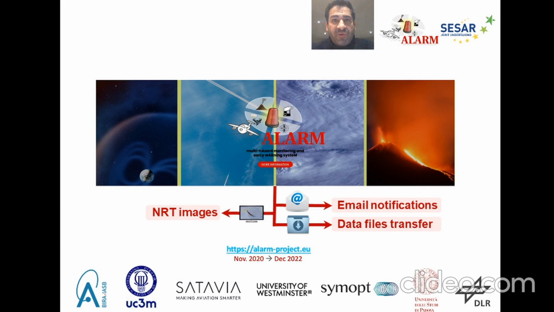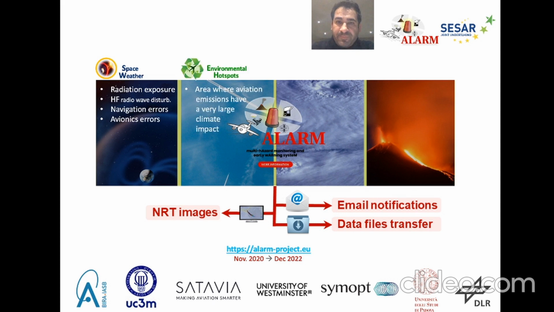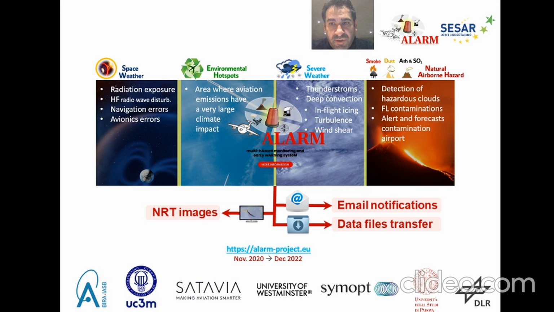Today, together with my colleague Yves Renaud, we're going to introduce you to the so-called Alarm Early Warning System, that is monitoring and issuing alerts on different hazards that are affecting aviation safety today, such as space weather, environmental impact, severe weather phenomena, and finally, natural airborne hazards such as, for instance, volcanic eruptions.